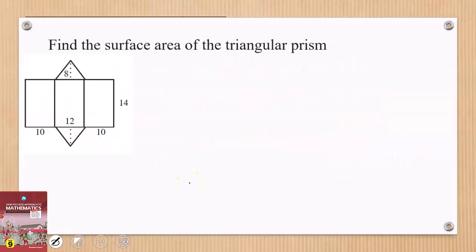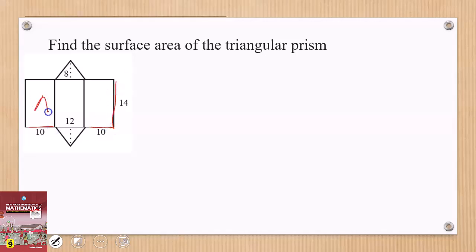Okay, now let's take another example. Find the surface area of the triangular prism here. And here they've given it to you in net form, so it becomes very easy to work with. So again, per the question, you can see that the side here is the same as the side here, and they all have the same length, 14.